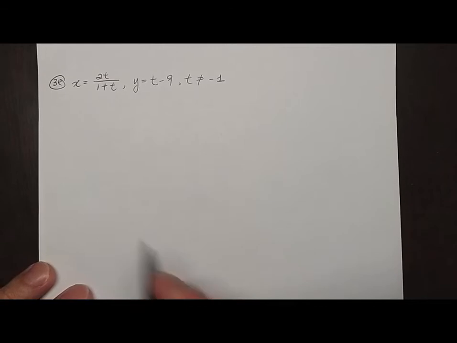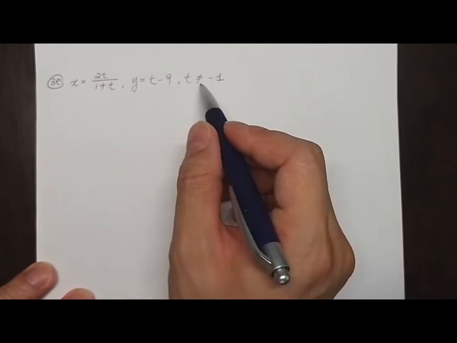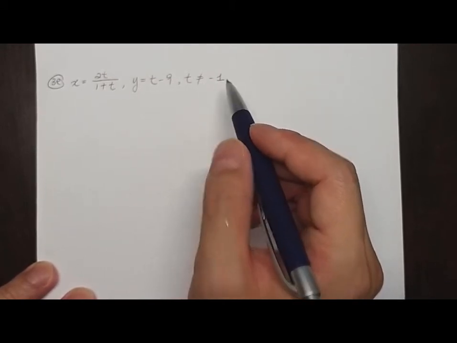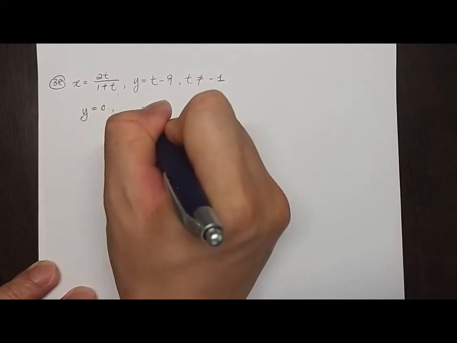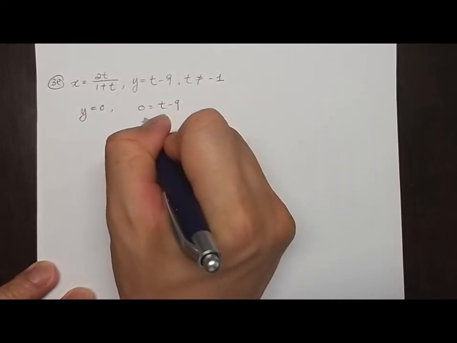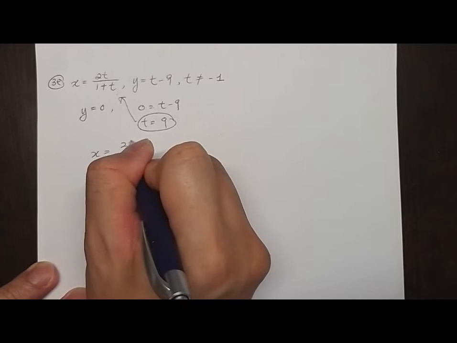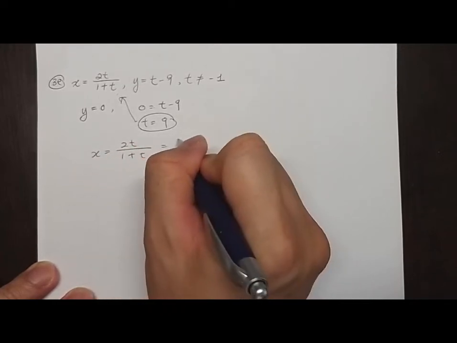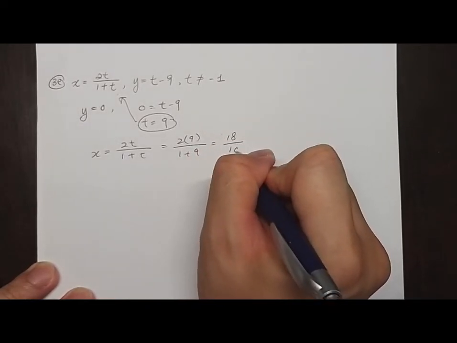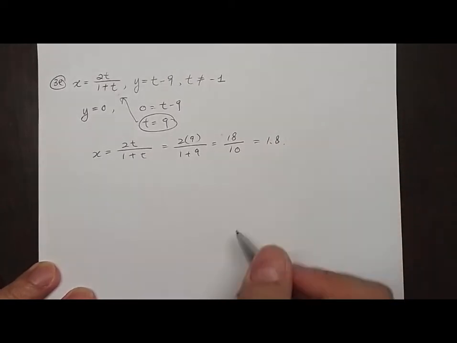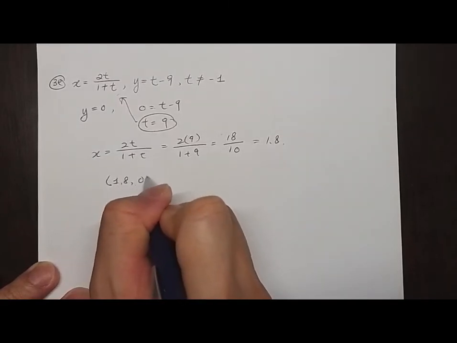And part E, x equal to 2t over 1 plus t, y equal to t minus 9, and t is never equal to minus 1, because if t equal to minus 1, x is undefined. So we got when y equal to 0, 0 equal to t minus 9, t equal to 9. We substitute t equal to 9 into this equation. We got x equal to 2t over 1 plus t equal to 2 times 9 over 1 plus 9 is equal to 18 over 10. That means it's equal to 1.8. So the intercept point of this parametric equation should be 1.8 and 0.